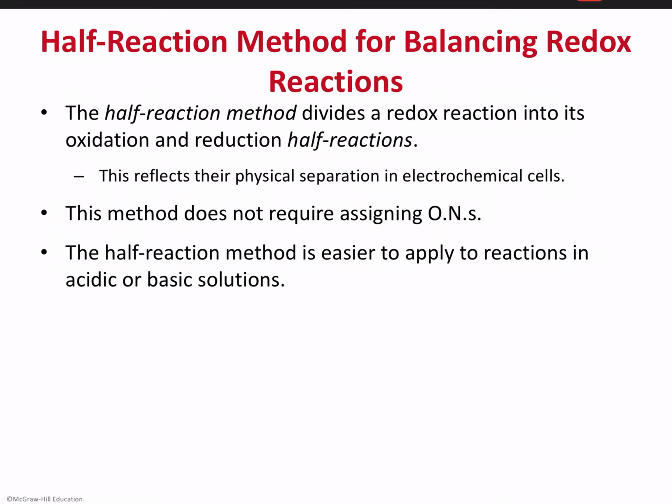Half reaction method for balancing redox reactions. The half reaction method divides a redox reaction into its oxidation and reduction half reactions. This reflects their physical separation in electrochemical cells, where oxidation and reduction are separated into two compartments. This method does not require assigning oxidation numbers. The half reaction method is easier to apply to reactions in acidic or basic solutions.